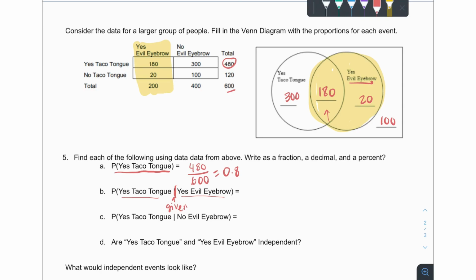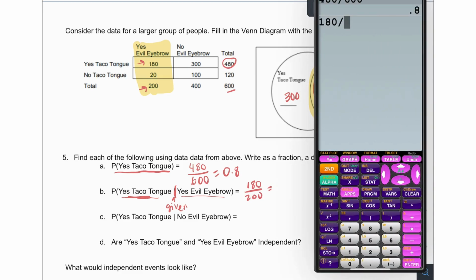Two-way table. Given that they can do evil eyebrow, we want the probability that they can do taco tongue. I can see there's 180 who can do taco tongue out of 200. Or if I look at the Venn diagram, these 180 can also do taco tongue out of 200 total. So 180 out of 200 would be my answer here, which is 0.9.